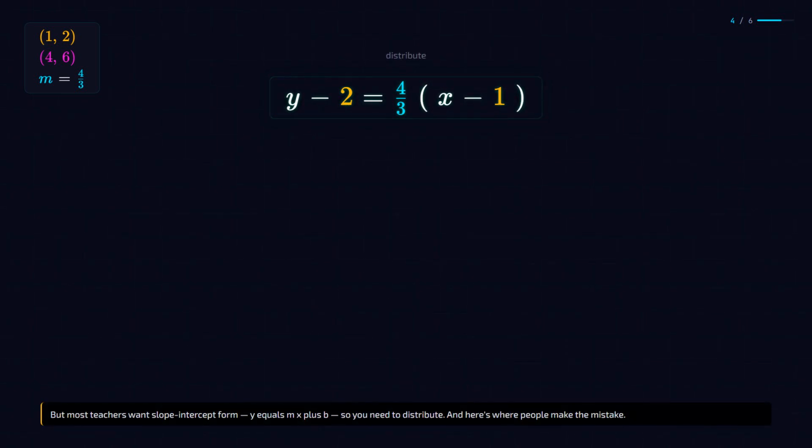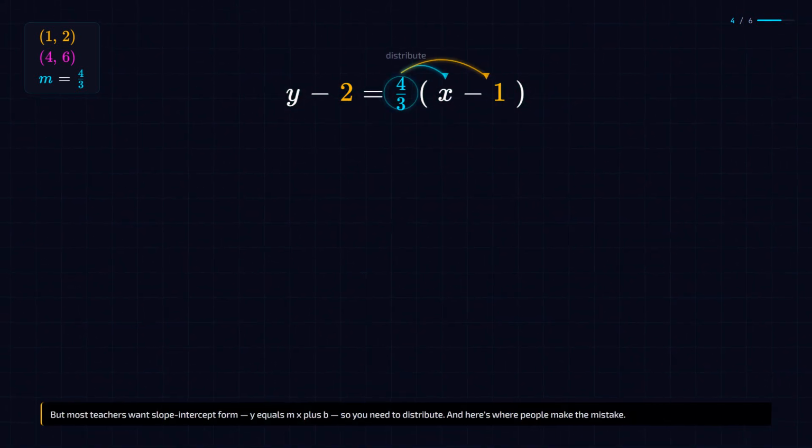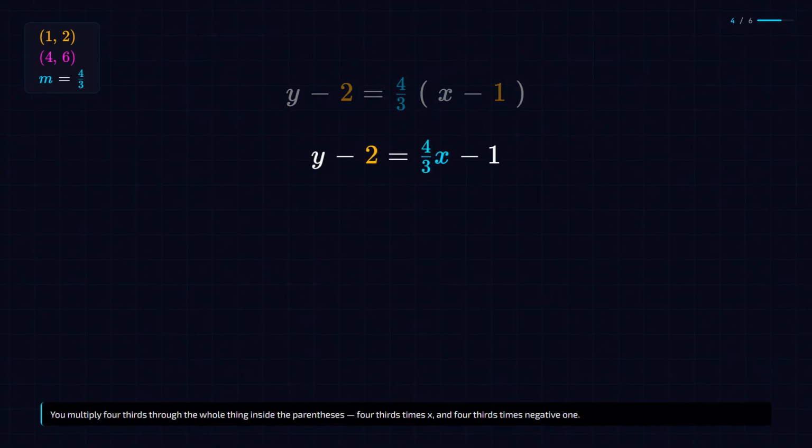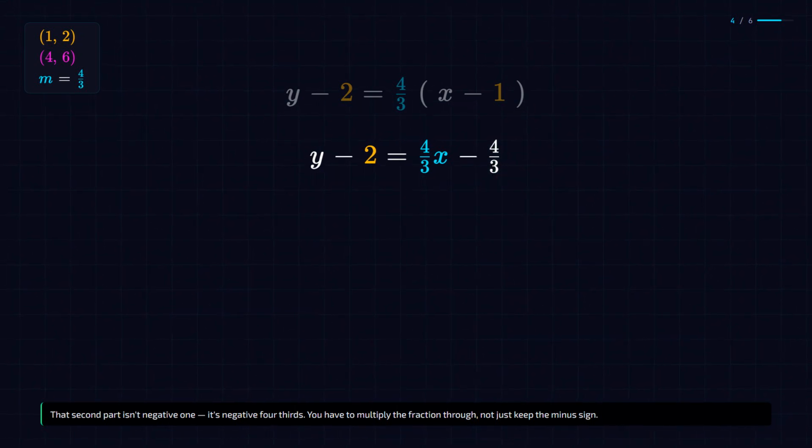But most teachers want slope-intercept form. y equals mx plus b. So you need to distribute. And here's where people make the mistake. You multiply 4/3 through the whole thing inside the parentheses. 4/3 times x, and 4/3 times negative 1. That second part isn't negative 1, it's negative 4/3. You have to multiply the fraction through, not just keep the minus sign.